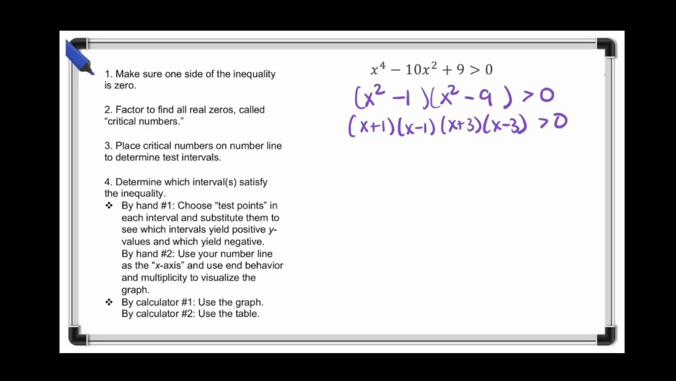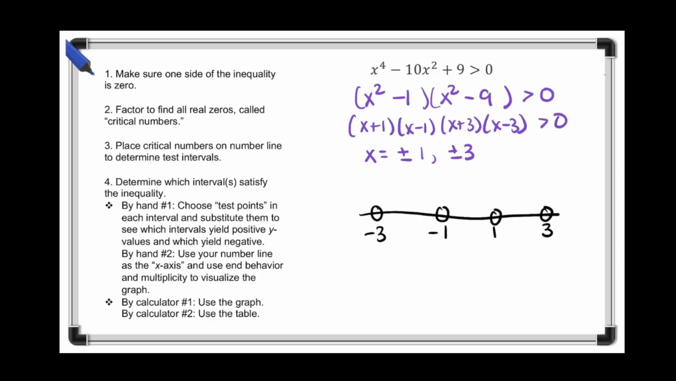So now you're going to actually solve and find these zeros. So you're going to get x is either positive or negative 1, and then positive or negative 3. We're going to put these critical numbers on a number line so you can determine the test intervals. So we're going to make a number line here with our numbers. So we have negative 3, we have negative 1, we have 1, and we have 3. Now the fact that you have a greater than symbol means that you're going to have open circles on your number line.